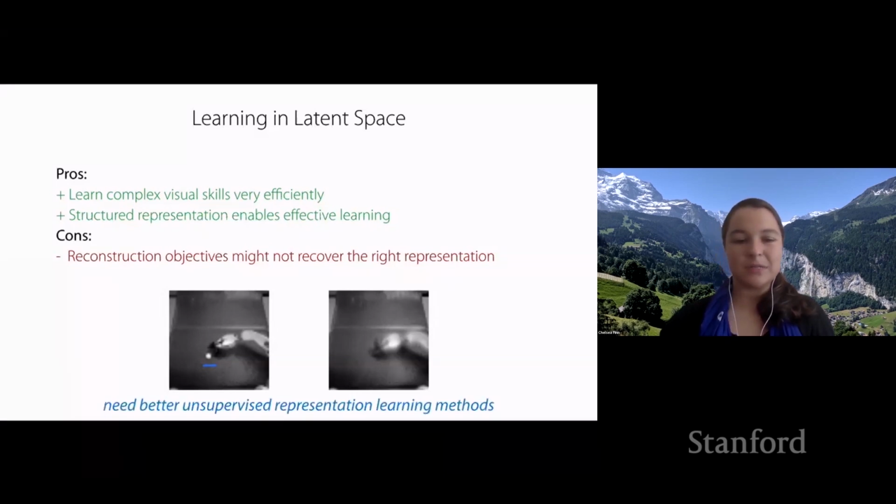This suggests that we potentially need better unsupervised representation learning methods. There has been a lot of development on this in the last few years. There's still more work to be seen on whether these new methods are effective for learning representations for these kinds of tasks. Do you have a question?